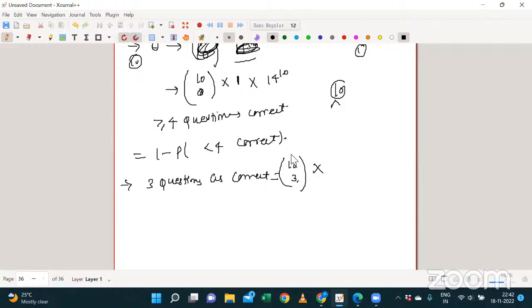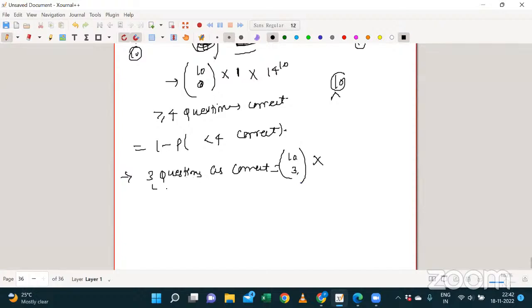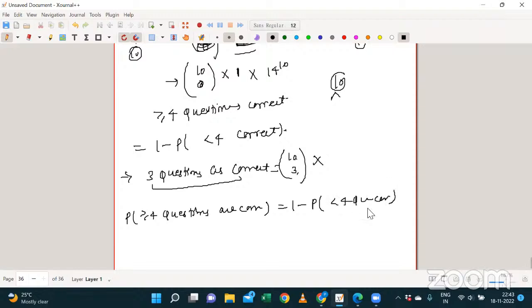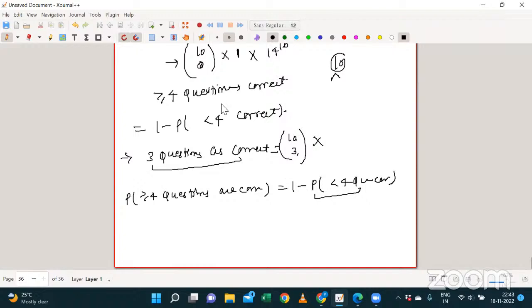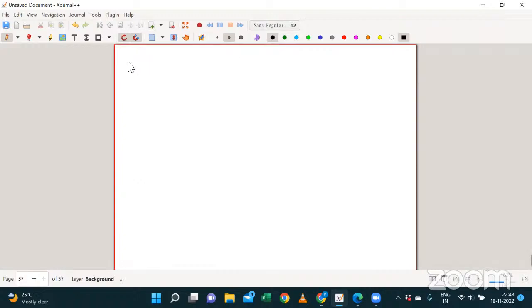How many ways which is greater than 4? See, listen to me carefully. What I said: this is the probability of at least 4 questions being correct, then only we can score great. So I can do 1 minus the probability of less than 4 questions correct. That means I have to consider the cases when less than 4 questions are correct, meaning 3 questions are correct.